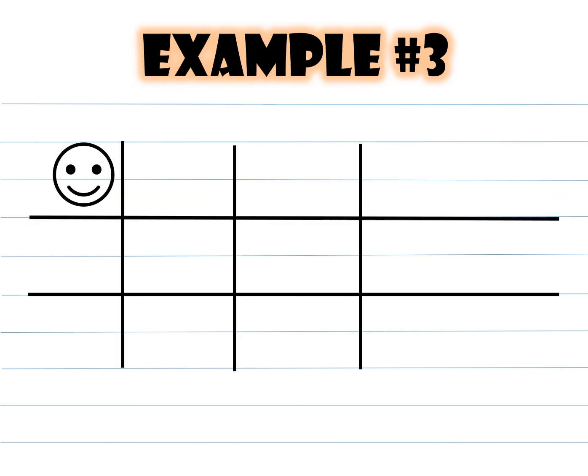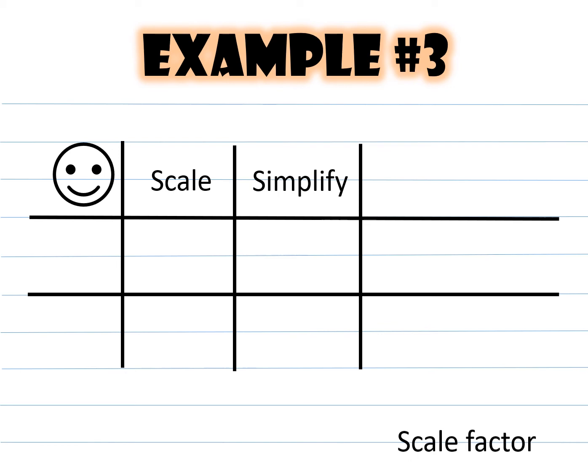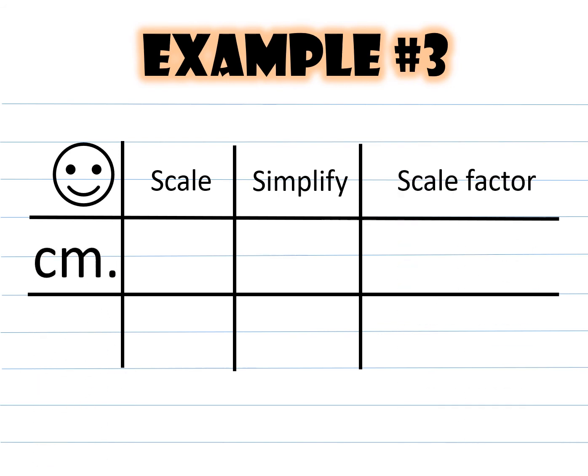Well, we're going to make a tic-tac-toe board, but notice how we have 3 columns next to the smiley face. We're going to write down scale, simplify, and scale factor. We're going to write down centimeters, and M stands for meters. We said in the story that 8 centimeters was corresponding to 16 meters in real life. 8 over 16 could be simplified to just 1 over 2.